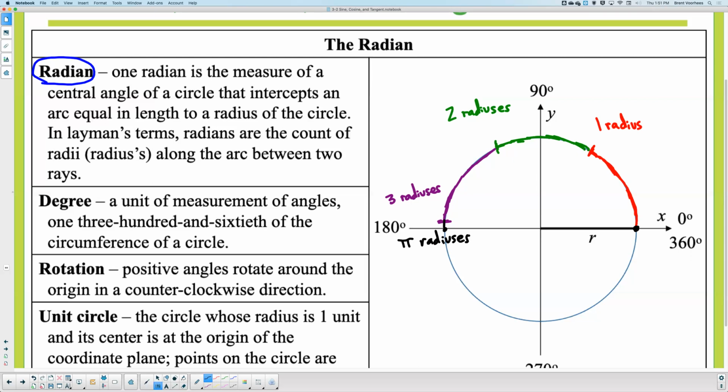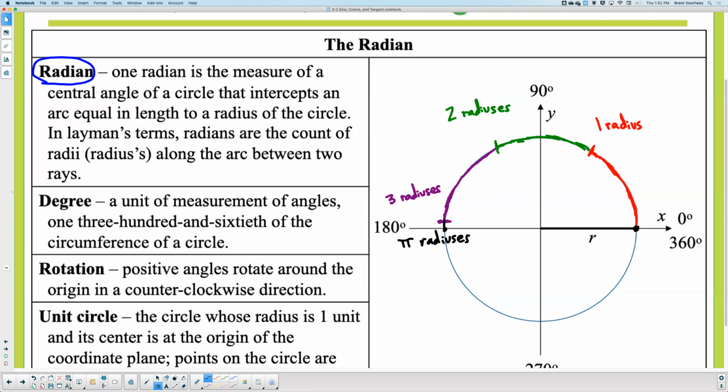The way pi works, what pi really is, if you want to know what is pi, someone might say, well, it's 3.14. Okay, that's its number. But what is pi? It's a measure of radiuses around a circle. Pi is the number of radiuses it takes to get halfway around the circle.